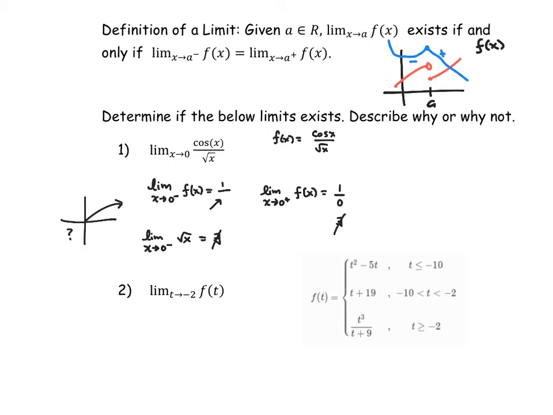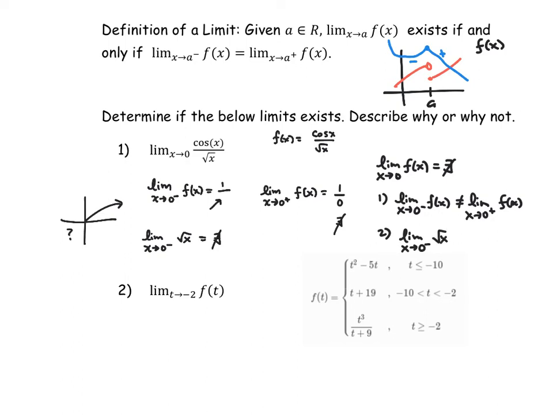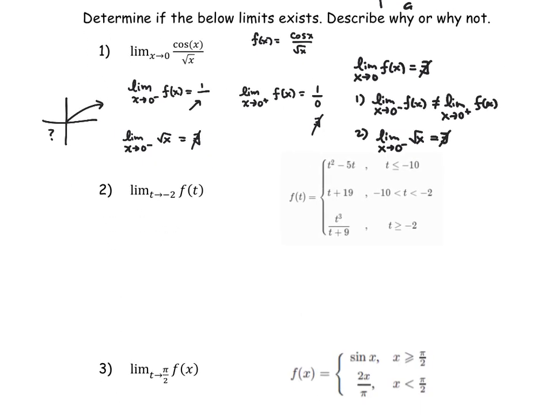So, two reasons. The limit as x approaches 0 of f of x does not exist. One of which is because the limit as x approaches 0 from the left does not equal the limit as x approaches 0 from the right. The other reason is because the limit as x approaches 0 from the left of square root of x does not exist. Therefore, we got problems. Okay, let's look at number 2.